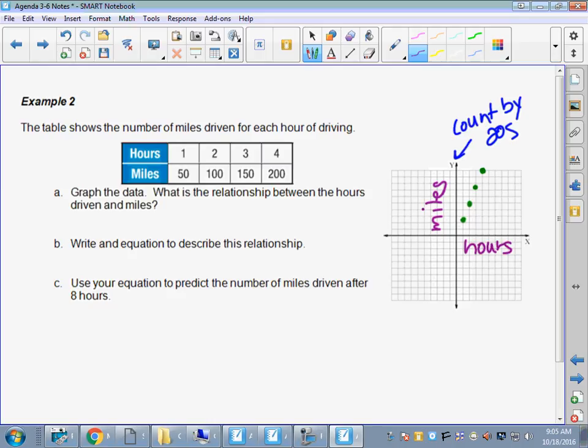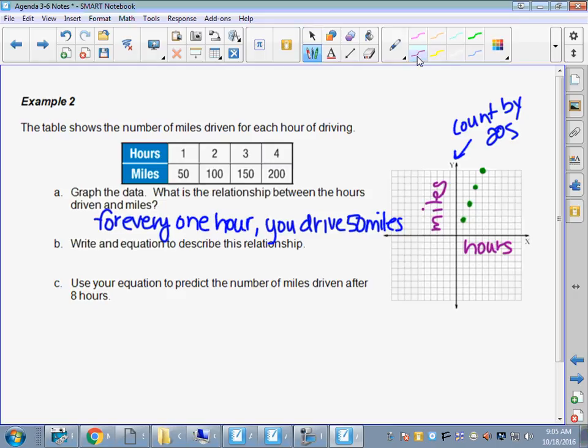What's the relationship between the hours and the miles? Let's say it this way. For every 1 hour, how far do you drive? 50 miles, right? There's our relationship. For every 1 hour you drive 50 miles. Notice the relationship includes those labels on the x and y axis, or the x and y values on that table. Write an equation to describe this relationship.